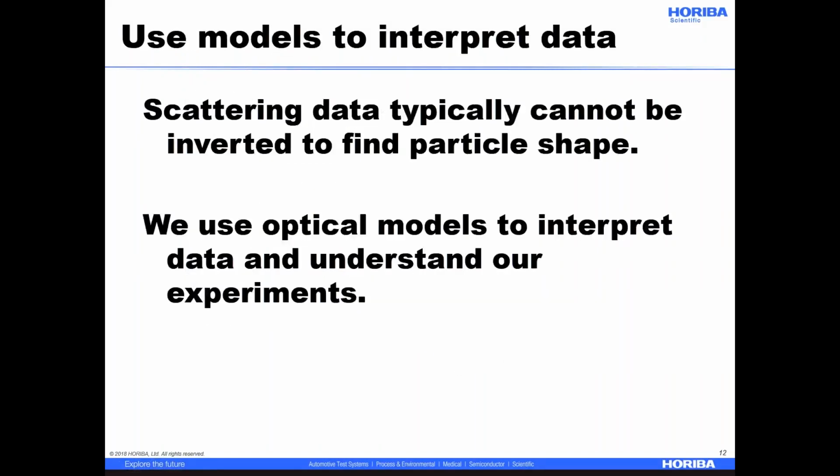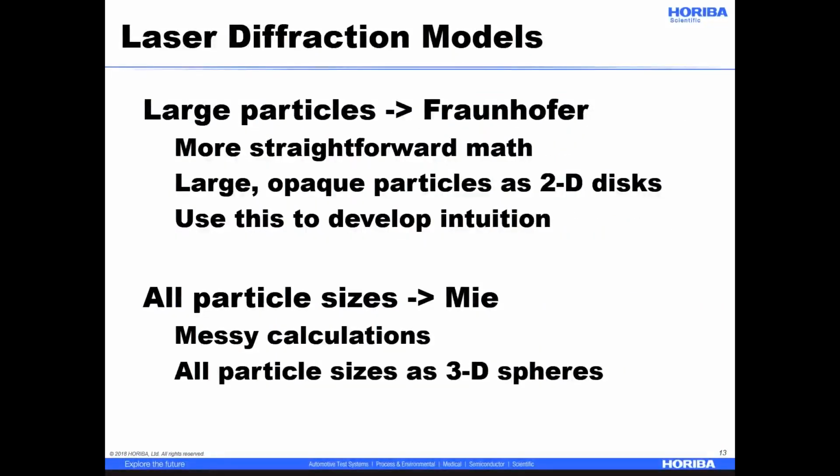Well, you really can't go from practical scattering data back to a particle size and shape the way you might do with the diffraction data from, say, a protein crystal. And you really can't invert scattering data very well. So we use optical models to interpret our data and understand the experiments and measurements. And there are really two big models. There's the Fraunhofer model, which has much more straightforward math, although you may quibble with that when we get further into what Fraunhofer entails. It treats your particles as large, opaque, two-dimensional disks. So we only worry about what's happening at the edges. These days, I only use this model to develop intuition about what's going on in my scattering system.